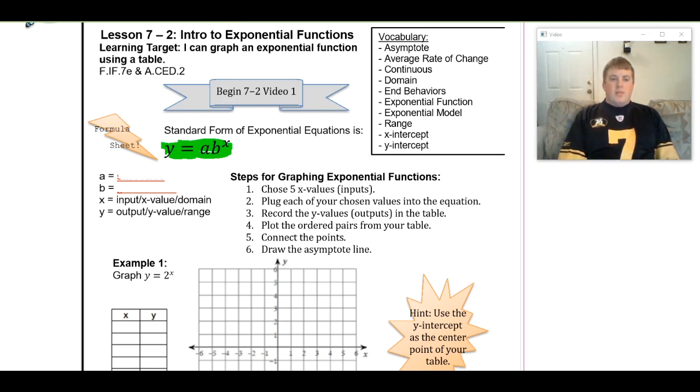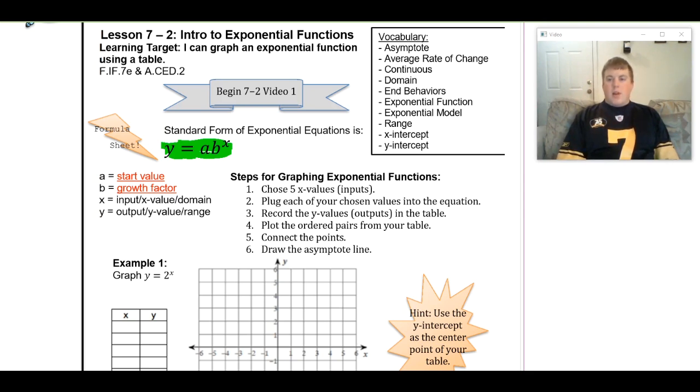Now, as far as what each of those mean, a is going to represent our starting value, b is going to represent our growth factor, x will be our input or our x value or domain, just like we're used to, and y will be our output or y value or range, just like we're used to.